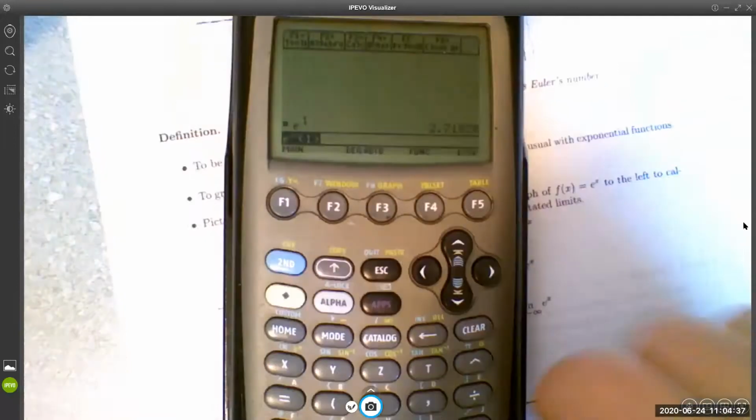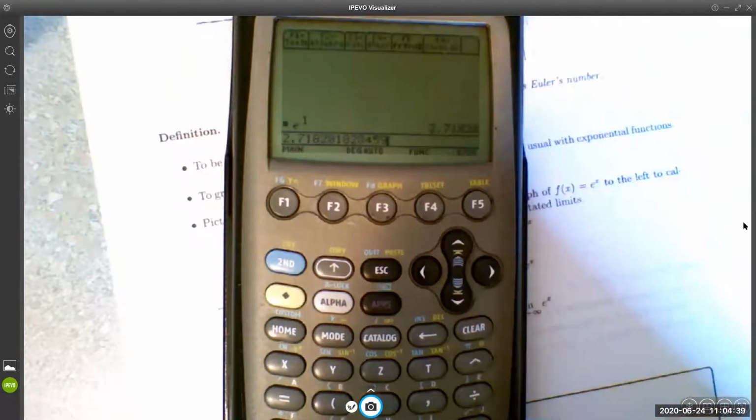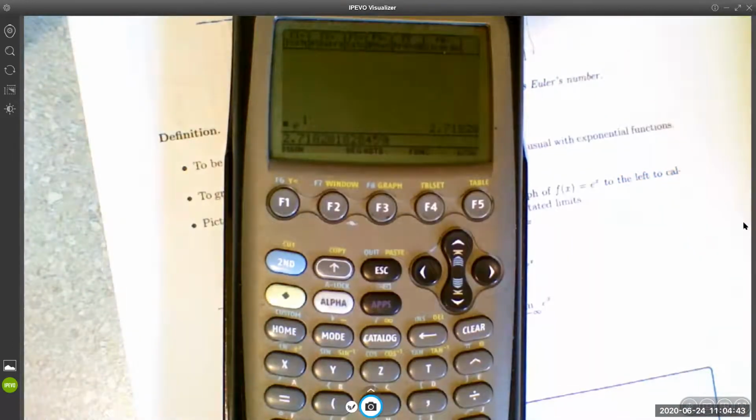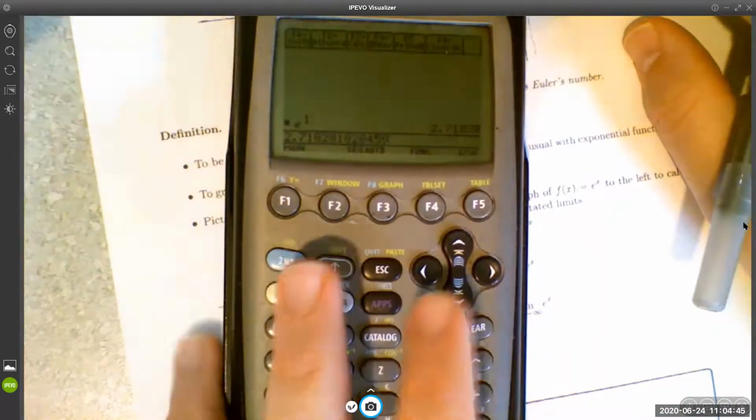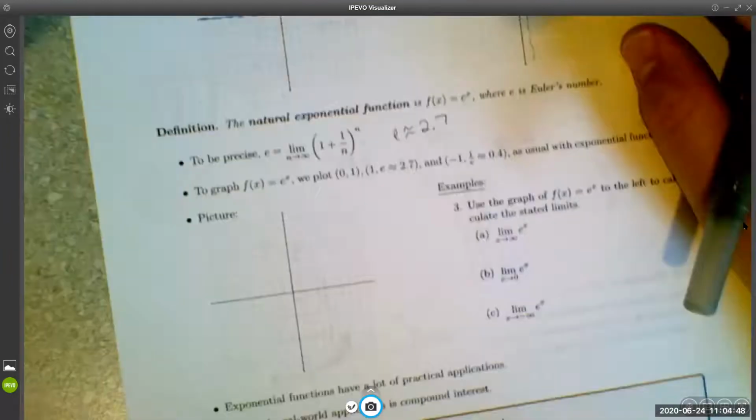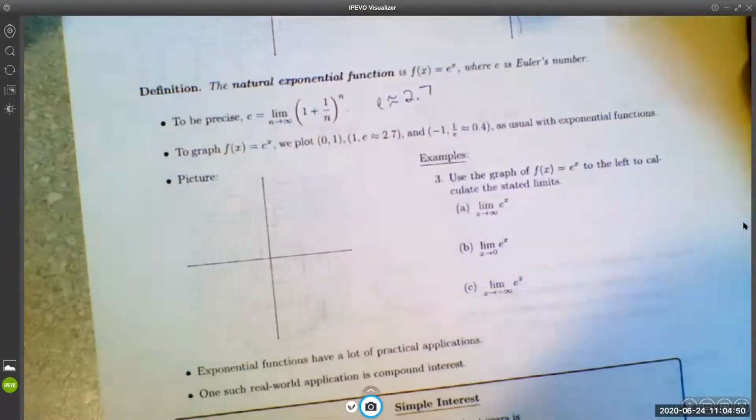And so it's like 2.71828282459. It's this irrational number, right? It goes on and on and on forever in a non-repeating fashion. But it's approximately 2.7. That's good enough for us.